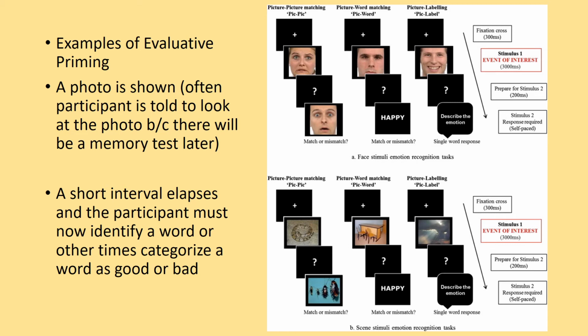So how does the evaluative priming task work? Well, first of all, a photo is shown. Often the participant is told to look at the photo because there'll be a memory test later. That's just so they focus on the prime. So the photo is of a group. Sometimes it may be a word associated with the group. But what we want to do is activate your knowledge about that group by showing you an image of them. And then a short time period elapses.